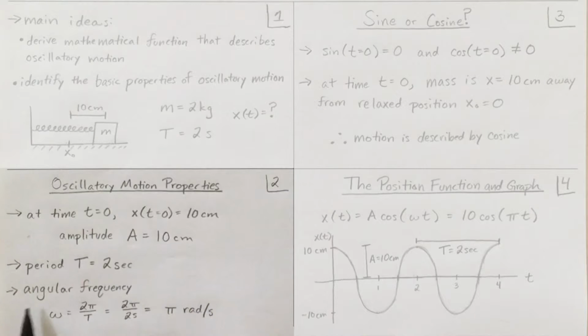The next thing we want to find is the angular frequency. This is equal to 2 pi divided by the period of motion. We are told that the period is 2 seconds in the problem statement. This means that the angular frequency is then equal to pi radians per second.